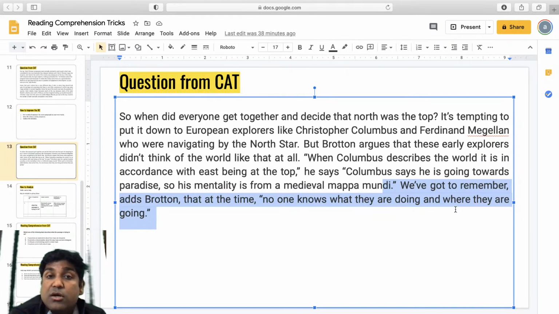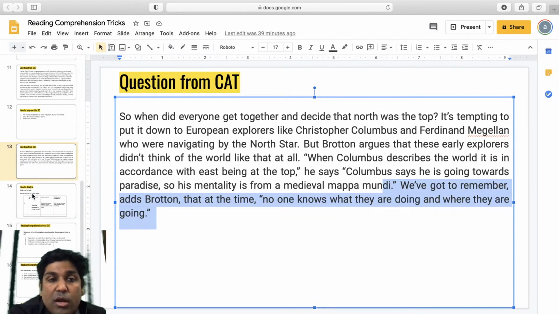So saying that Christopher Columbus or Ferdinand Magellan knew where they were going, they did not know. So it says that Columbus says he's going towards paradise because his mentality is also from a Mappa Mundi. What are Mappa Mundi? They are Christian religious maps. They're basically church related maps, in which Jerusalem was put at the center, and then whatever known continents or countries were there, they were placed around it in that way. East was placed at the top. So it is that way they have.